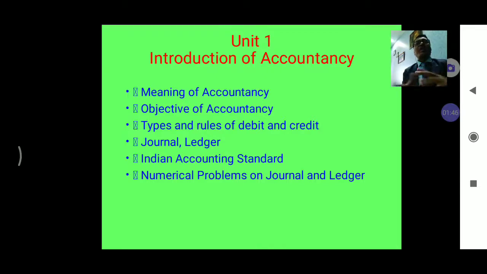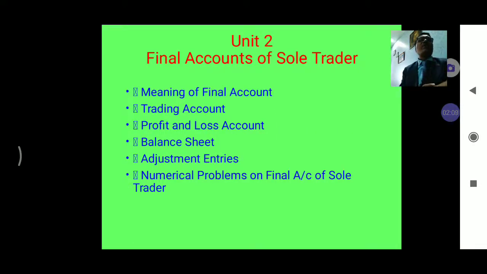This chapter is a mix of numerical and theoretical. Some concepts we study are theoretical, and problems on journal and ledger have been given to you, that is numerical. So this is the first unit. Second unit, Final Accounts of Sole Trader. Friends, last year, meaning 12th standard, you studied partnership final accounts, but this chapter is so different. Final account of sole trader.